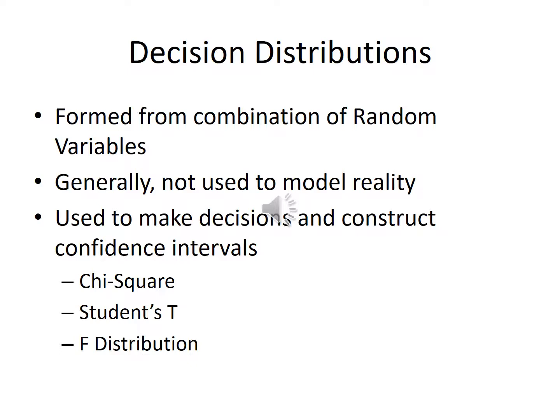The next kind is derived distributions. Now these are basically just a combination of different random variables. And don't get too hung up on that, but you don't find these in the real world. They're strictly mathematical, but they're very useful. In particular, the chi-squared, Student t, and F distribution.